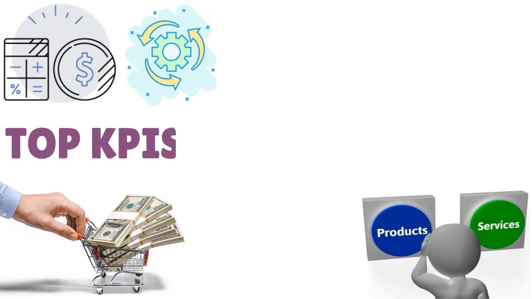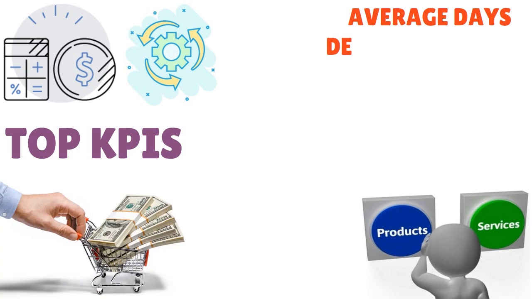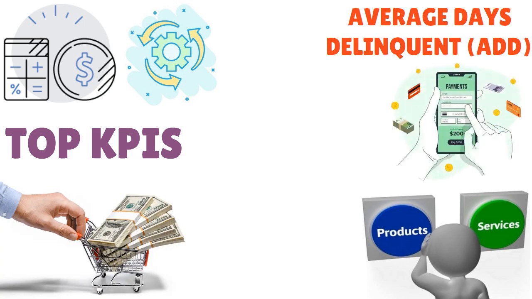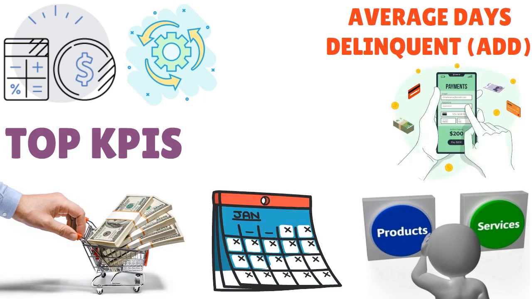So let me share with you a few KPIs to focus on. Actually, it's not 10 that I want to share with you, it's 9, but those 9 are very straightforward and you have to focus on them this year. First, you have the ADD, the average days delinquent. This is a metric related to customer payments. ADD indicates how many days it takes for a customer to pay for the products or services they ordered after the due date.